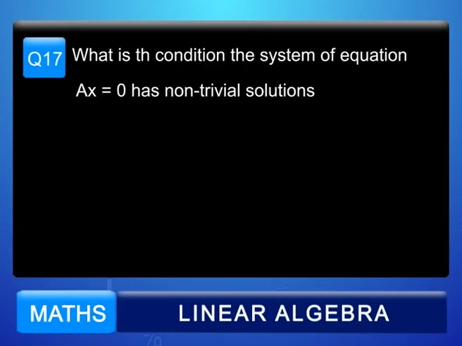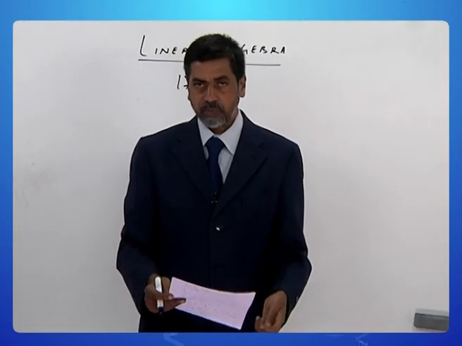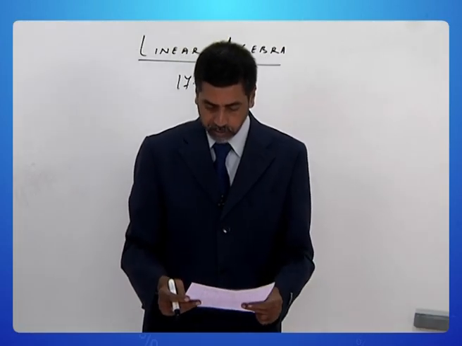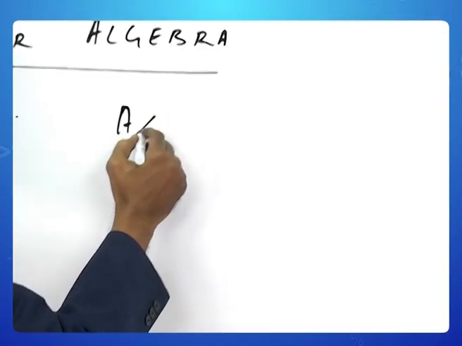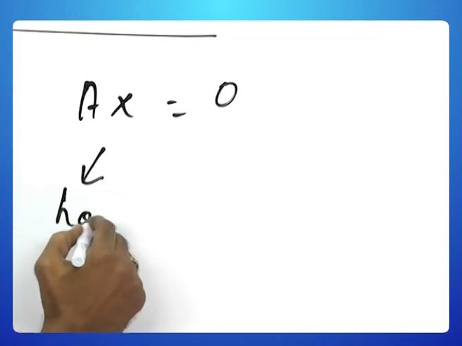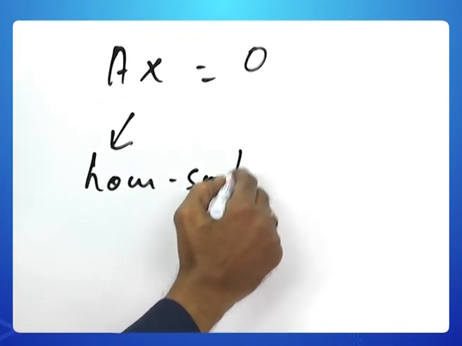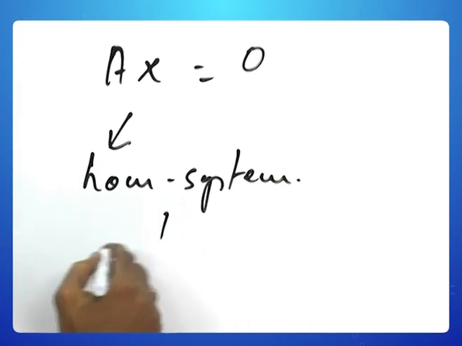Next question. Question number 17. What is a condition that the system of equations Ax is equal to 0 has non-trivial solutions? Now this is a fundamental question, and we all know this is called a homogeneous system of equations.